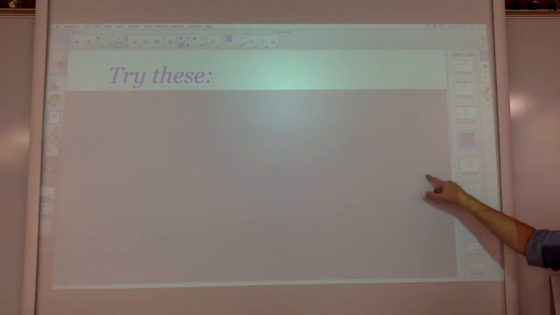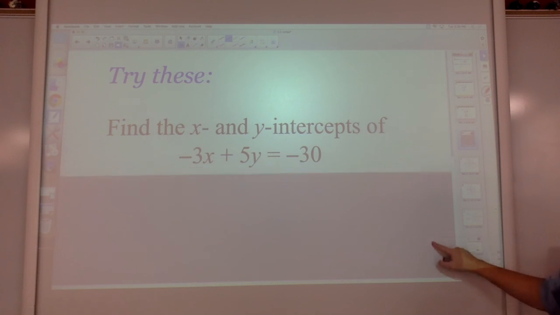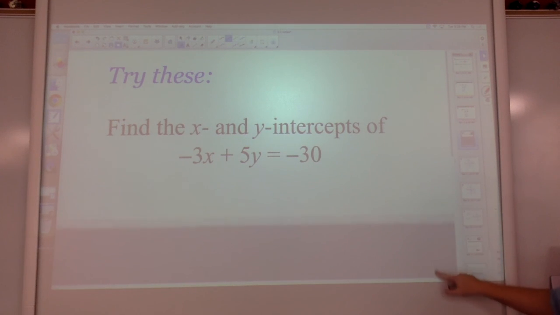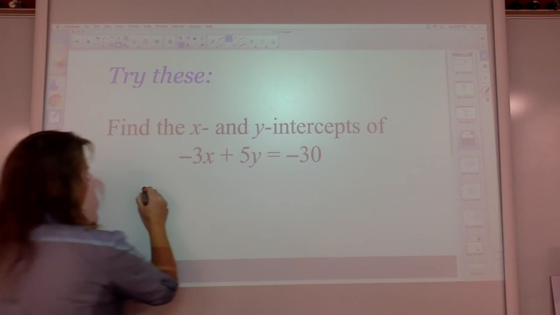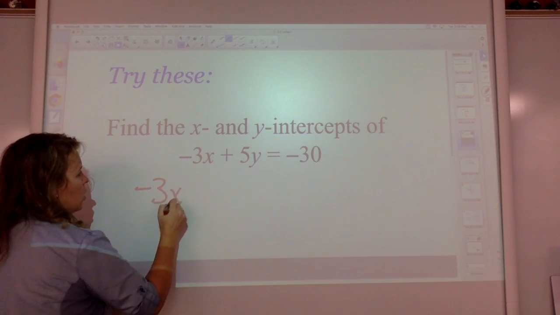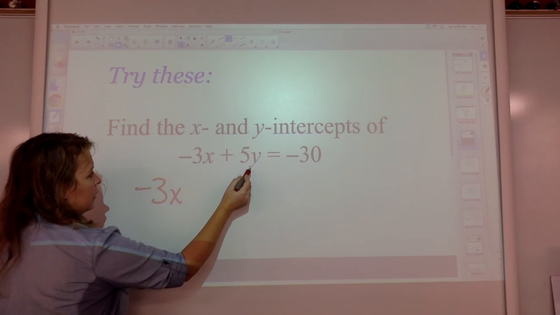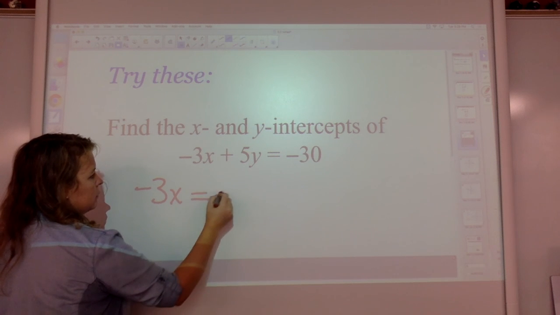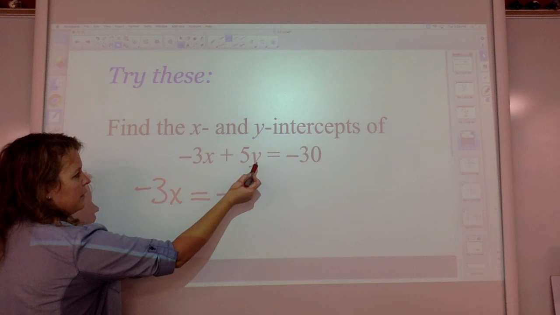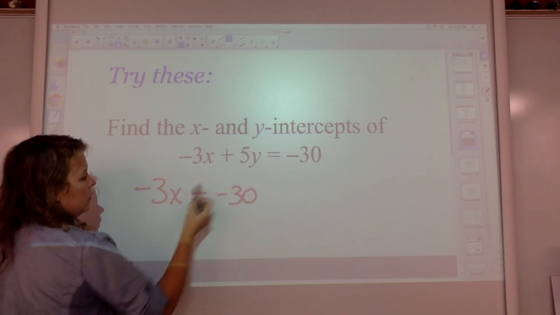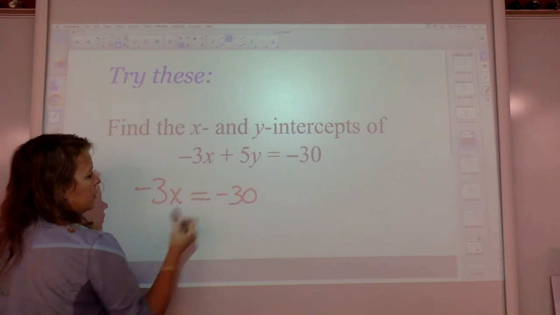Let's try these. We've got 2 more. Find the x and y intercepts of this problem. Negative 3x plus 5y equals negative 30. We'll start with the x-intercept. When we're looking for the x-intercept, we're going to turn the y into a 0, which means it's gone. Why even write it down? If the y is 0, 5 times 0 is 0, so no need for that term at all.